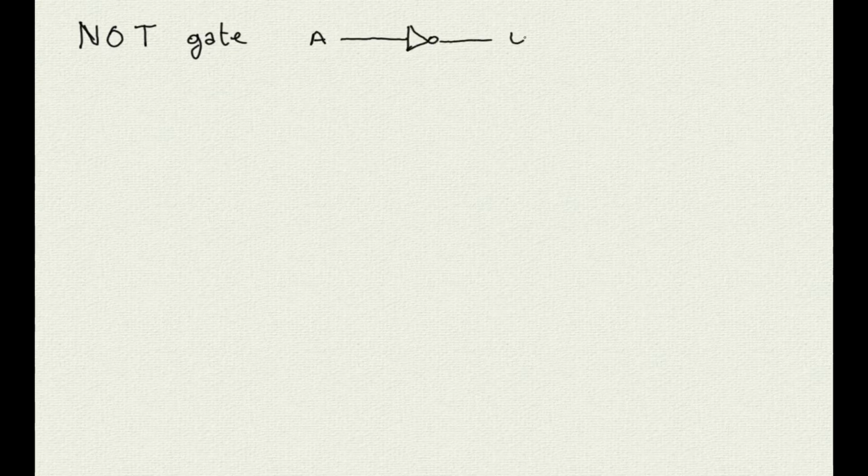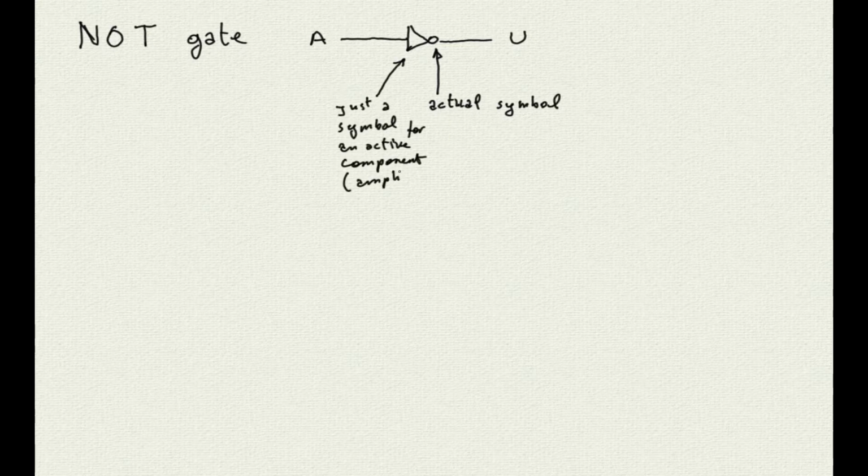Let's start with the simplest logic gate of all, the NOT gate. Here is the symbol, where A is the input and U is the output. This little circle over here is the actual symbol for the NOT operator. The rest of the symbol represents just an active component, an amplifier in particular.